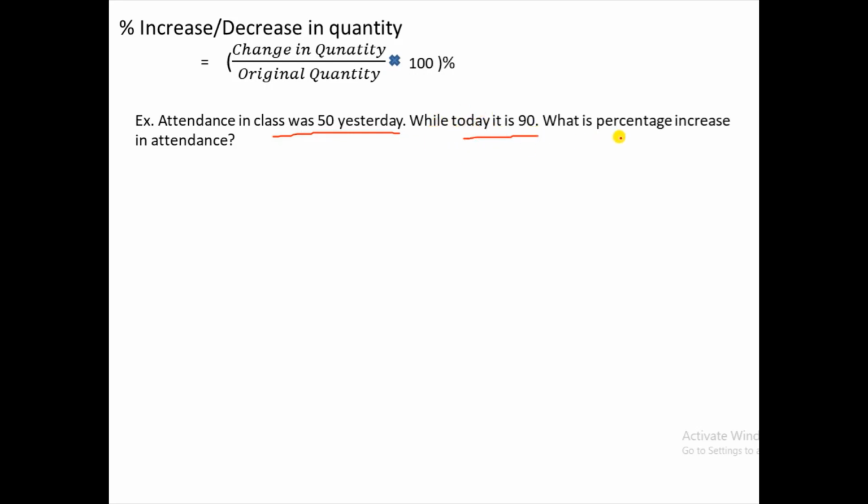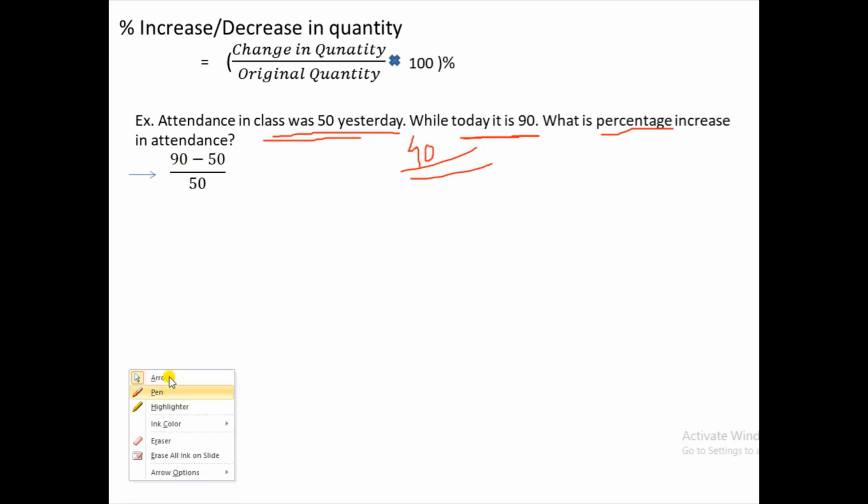Attendance in a class was 50 yesterday, while today it is 90, so that means it has increased. So what is the percentage increase in attendance? Here you can see that yesterday the attendance was 50, today it has become 90, so there is an increment of 40. So 40 students have increased. This is an absolute count, but we want it in terms of percentage increase.